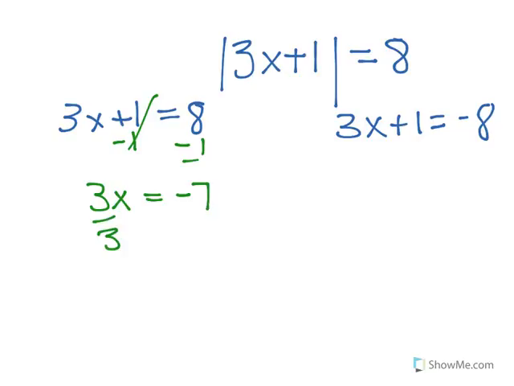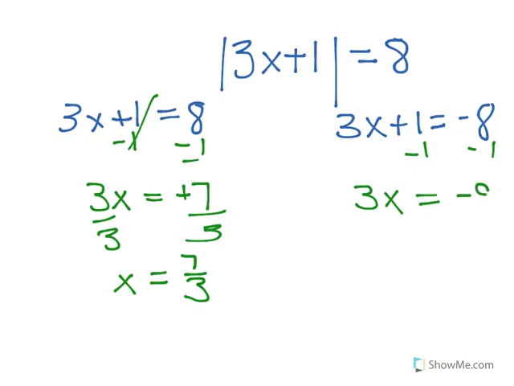And if we divide by 3, we get x is equal to 7/3. The other side of our equation, or the other side of 0 rather, we'll subtract 1, and we get now 3x is equal to a negative 9. Dividing by 3, we end up with x is equal to negative 3. So our two solutions on our number line would be negative 3 and a positive 7/3.